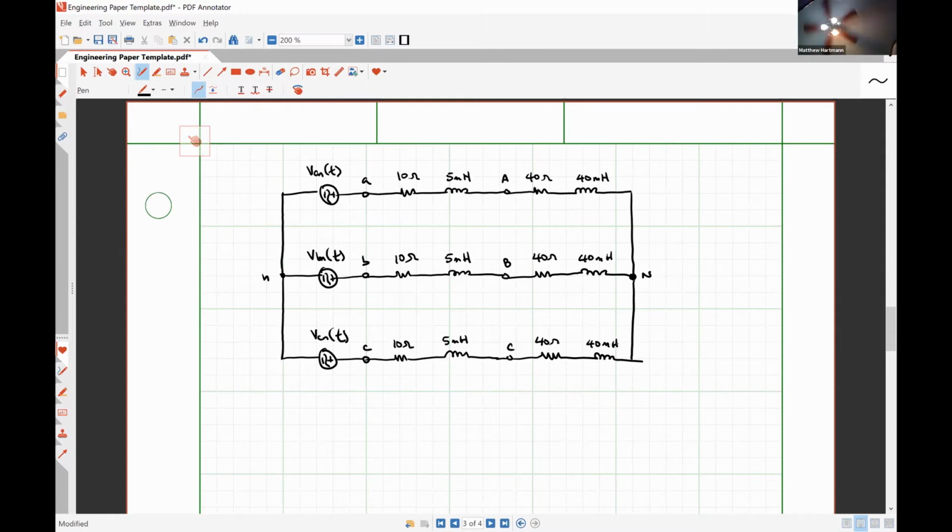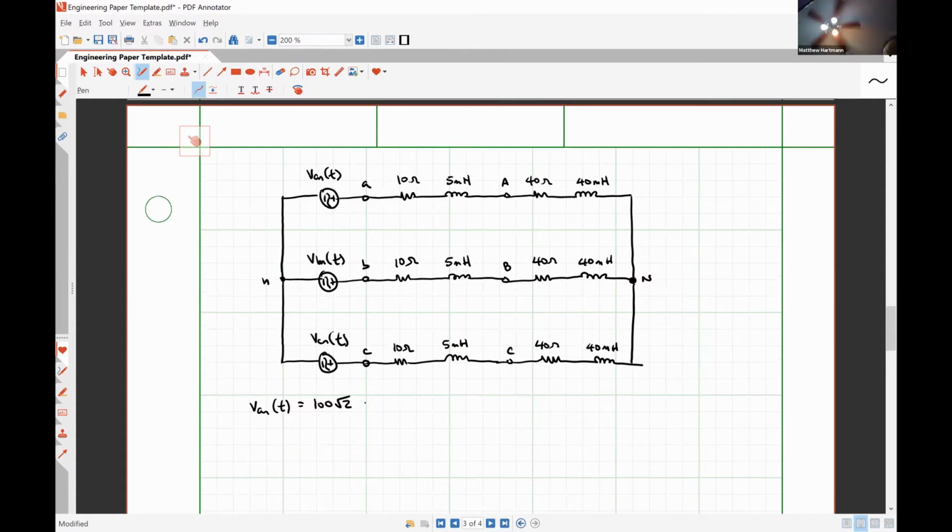So we know that V_AN(t) is equal to 100 root 2 cosine 120 pi t volts, which would be a common voltage in the northern part of Japan, I believe. I want us to find these three quantities.